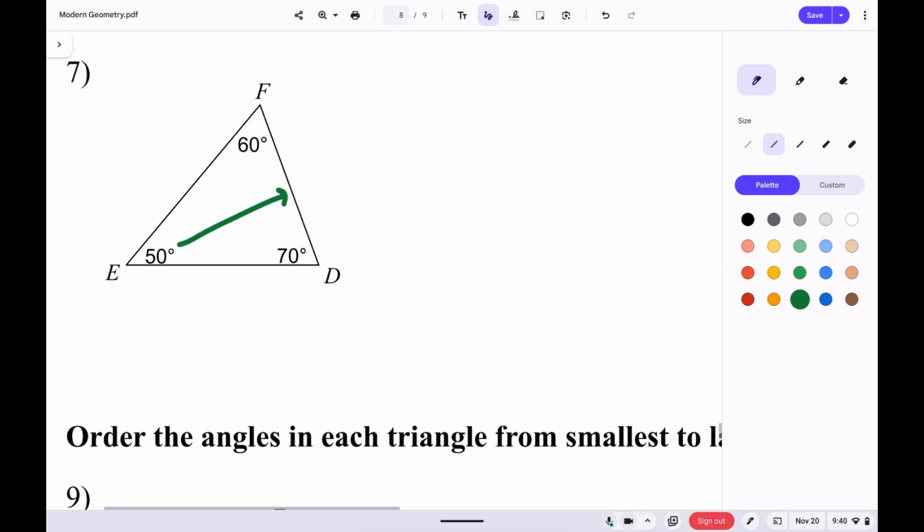FD. So here's how I'm going to write it out. I'm going to use S for shortest. I'm going to write FD. FD is the shortest side because it's across from the smallest angle. So if 50 was the smallest, what's the next biggest angle? 60. So what's across from that? ED. And then what would be the biggest angle?